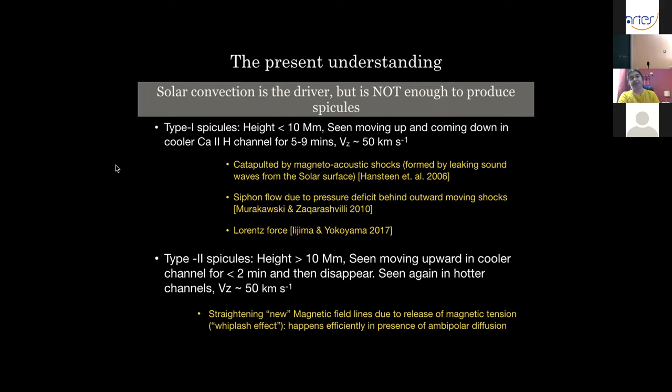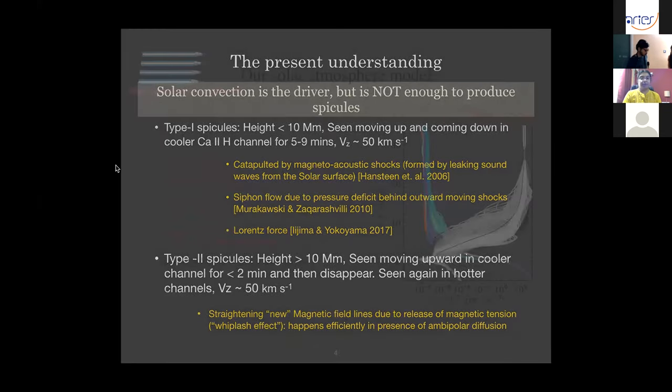So the idea is that these type 1 and type 2 spicules are different in height. Type 2 is believed to be more energetic, and their mechanisms are also different. Often modelers invoke exotic physics to explain why type 2 spicules are more energetic than type 1 spicules. However, for the simulations that I'm going to show you today, we have a different understanding of what's going on.